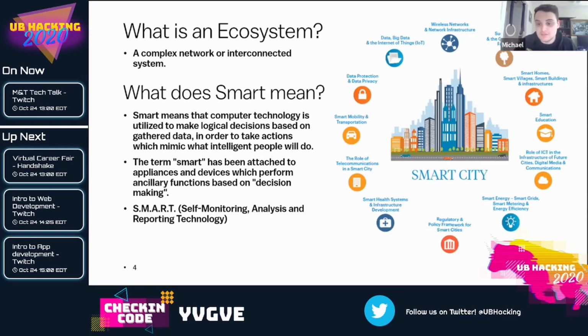As you can see in the image, a smart city has a lot of subsystems in it. Big data, Internet of Things, wireless networks, data protection, transportation, green buildings, parks, education, security. All these things are incorporated into making a functioning city.